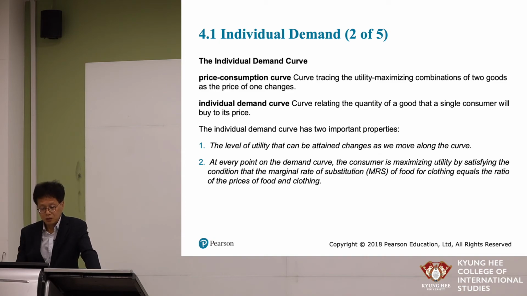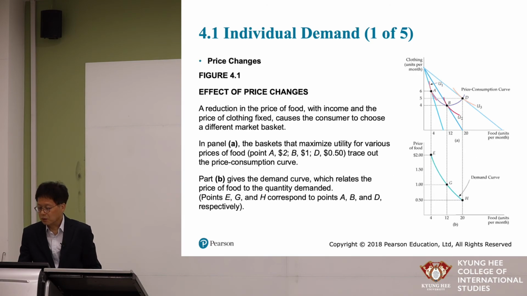Okay? The individual demand curve has two important properties. Number one, the level of utility that can be attained changes as we move along the curve. Right? The level of utility that can be attained changes as we move along the curve. Okay? When price changes, consumers' purchasing power changes. So different purchasing power leads to different utility levels. Think about the price consumption curve, right?